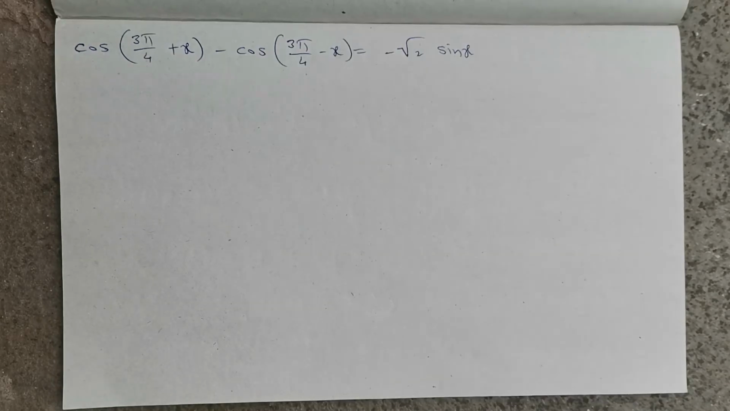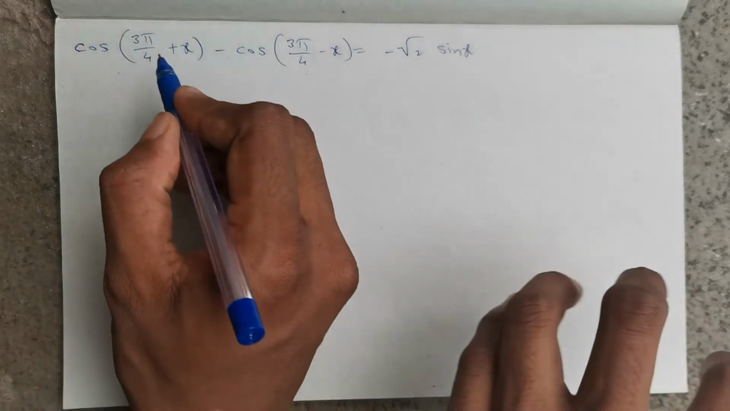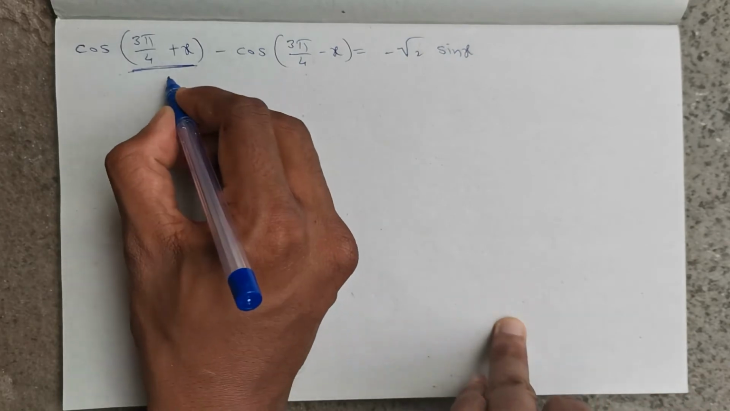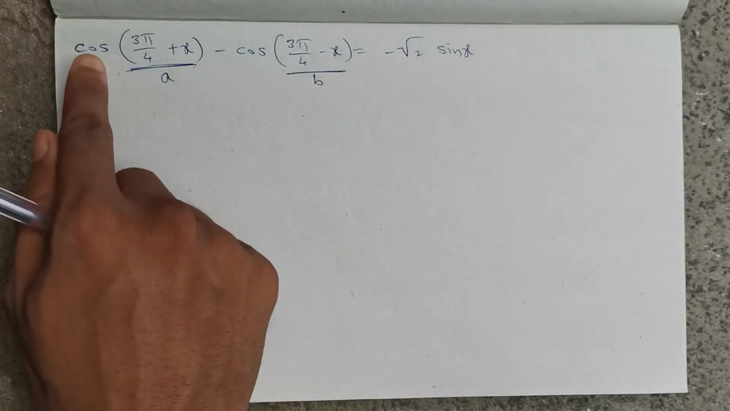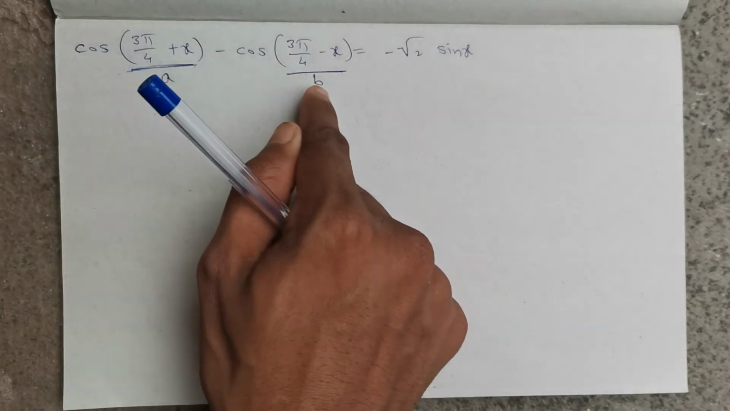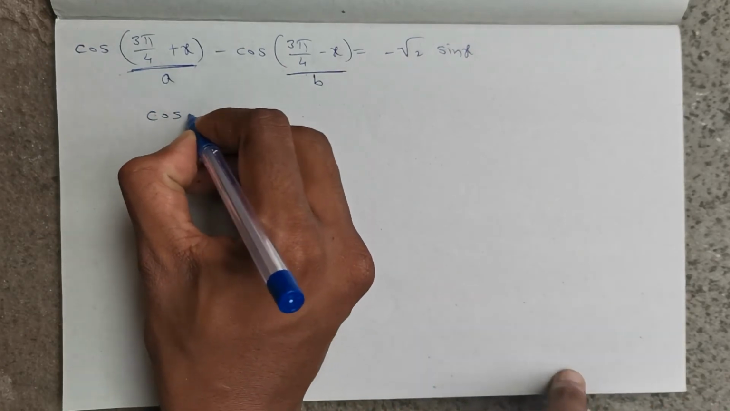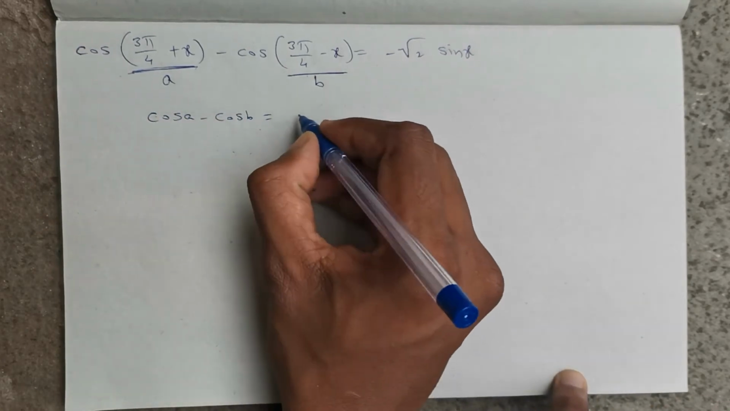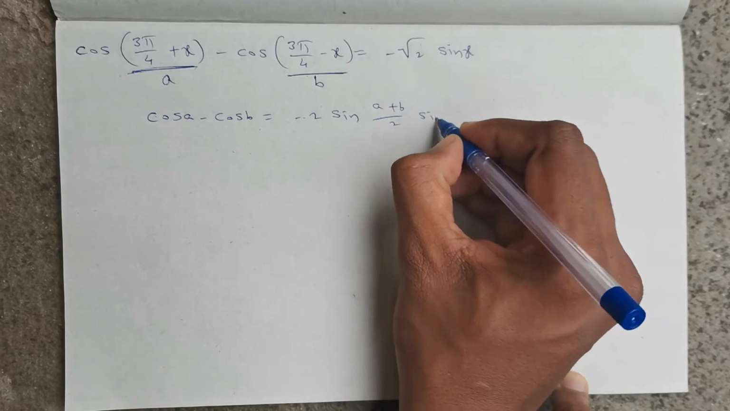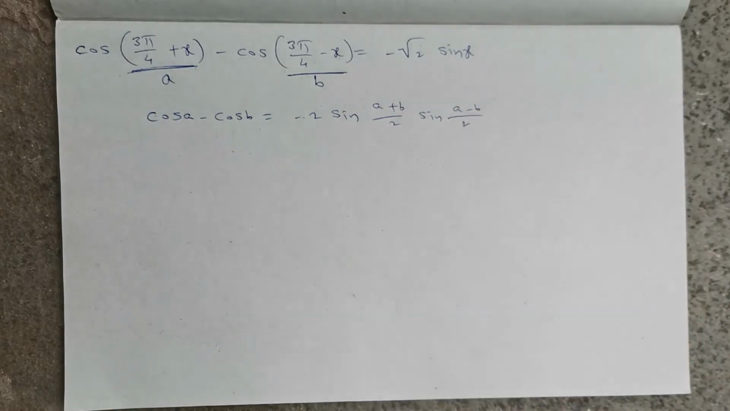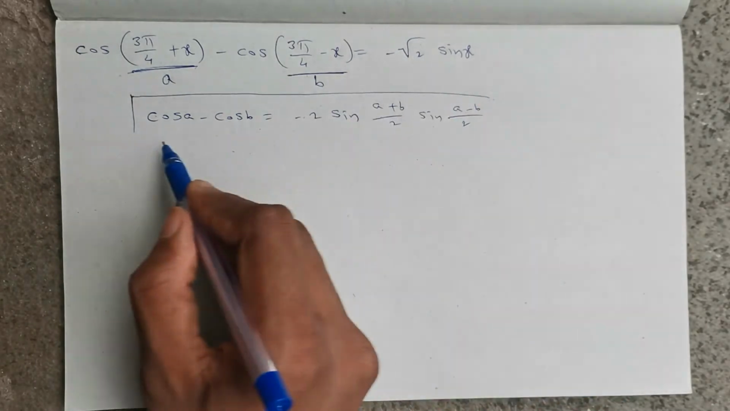Okay, let's have a look at the next question. Show that cos of 3 pi by 4 plus x minus cos of 3 pi by 4 minus x equals minus root 2 times sin x. If we observe, 3 pi by 4 plus x I am considering as A, and 3 pi by 4 minus x I am considering as B. So we get one formula, cos A minus cos B. The formula for cos A minus cos B is minus 2 times sin of A plus B by 2 into sin of A minus B by 2. This is the formula for cos A minus cos B.